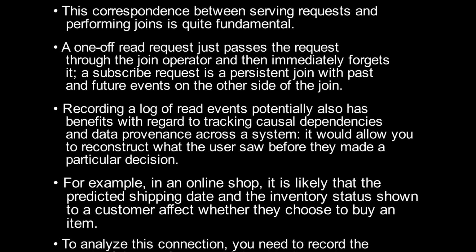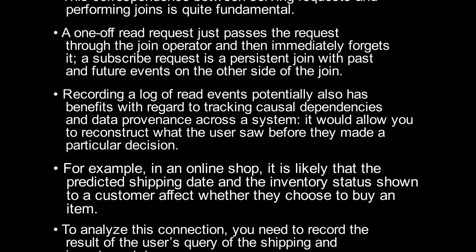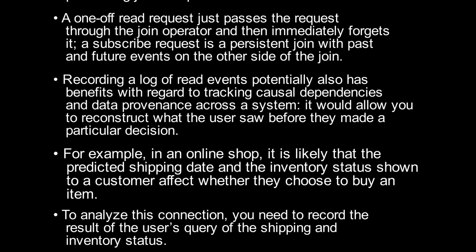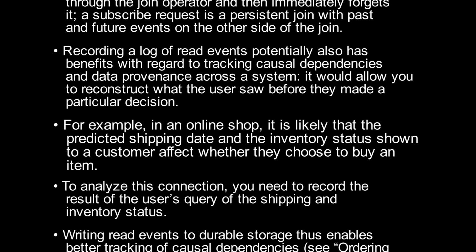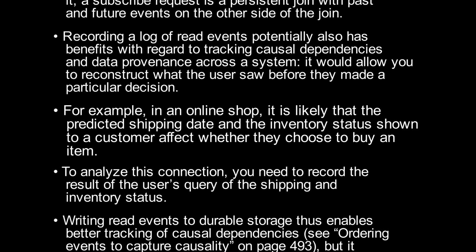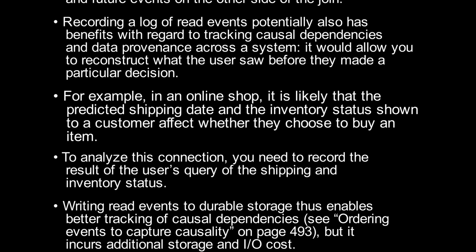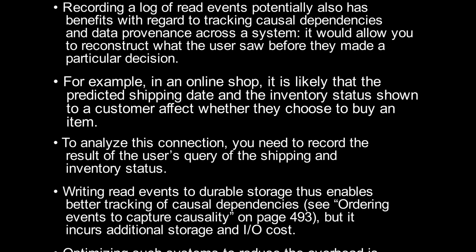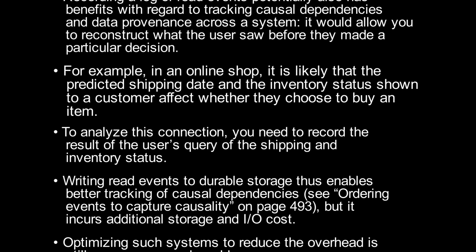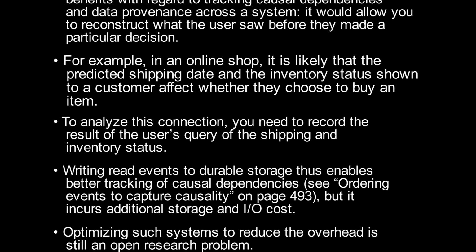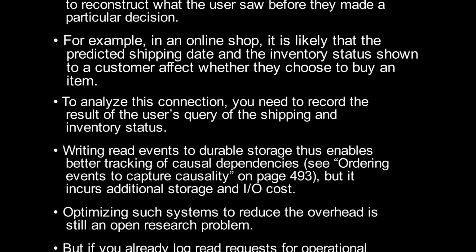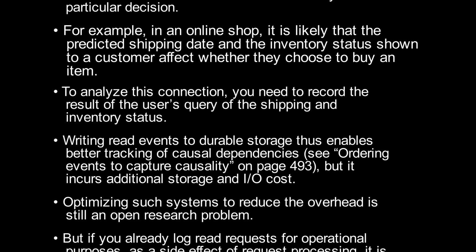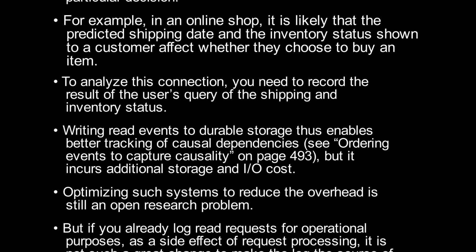For example, in an online shop, it is likely that the predicted shipping date and the inventory status shown to a customer affect whether they choose to buy an item. To analyze this connection, you need to record the result of the user's query of the shipping and inventory status. Writing read events to durable storage thus enables better tracking of causal dependency. See ordering events to capture causality on page 493. But it incurs additional storage and I/O cost.